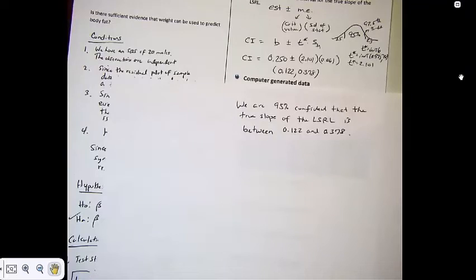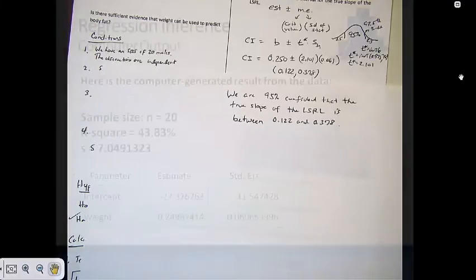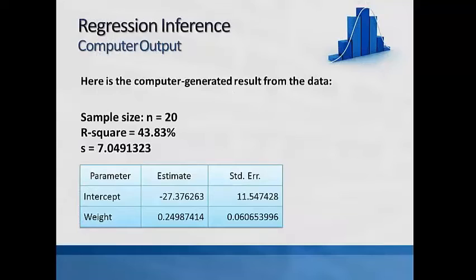And finally, I want to go to the last section here, which is on computer-generated data. Now here's the computer-generated results from our bivariate data from the previous example. Once again, we had n equals 20 observations. The coefficient of determination was 43.83%, and the standard deviation of our least squares regression model was 7.049. Now in the table, we're given parameter values for the intercept and the weight. We're given estimates and we're given standard error components.